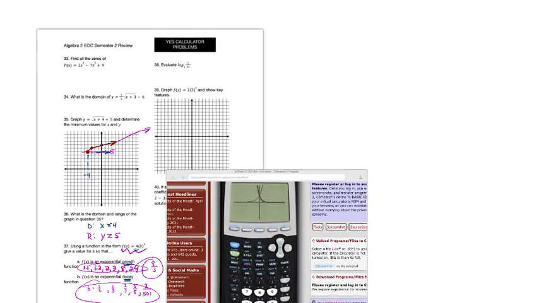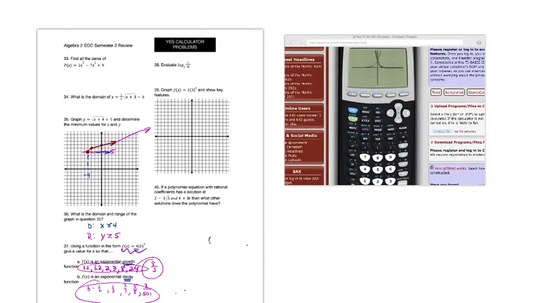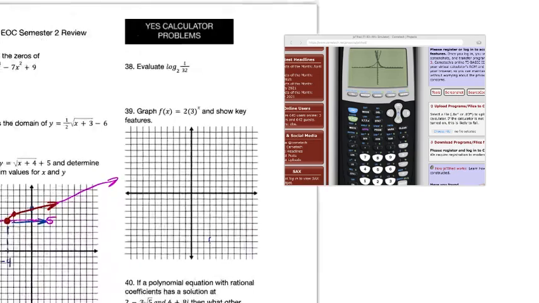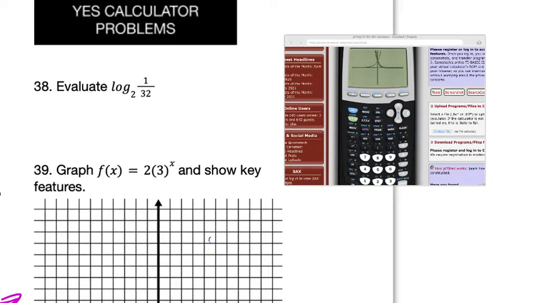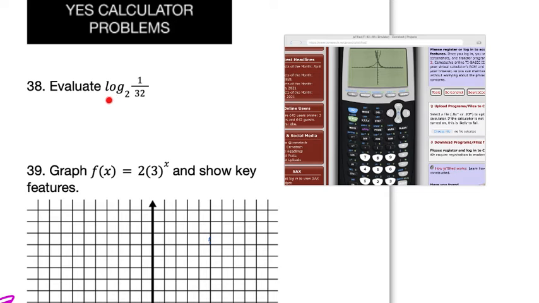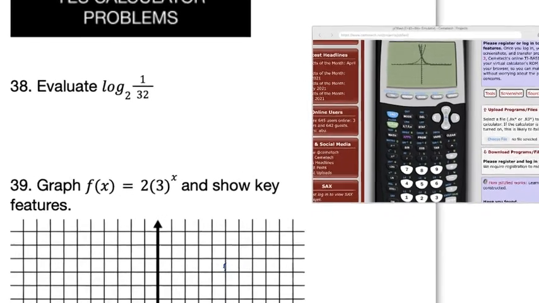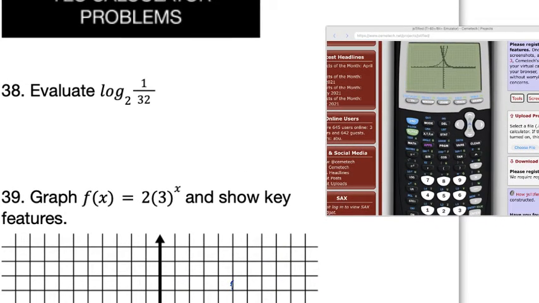So let's run through these over here real quick. All right, 38 is a logarithm problem. Now this is a logarithm, log base 2, okay? Our calculator, remember we talked about it yesterday, only does log base 10, so a calculator cannot do this problem without a special formula. But that's all right. All we're going to do is change it from exponent form into log form. So let's review how we do that.